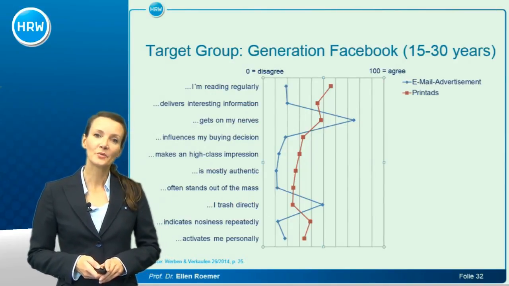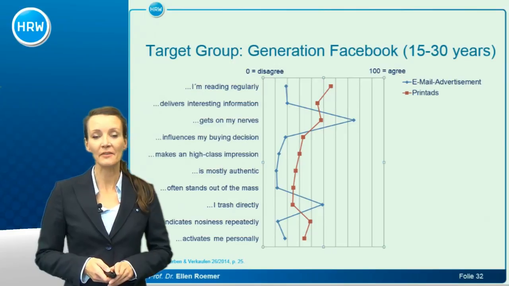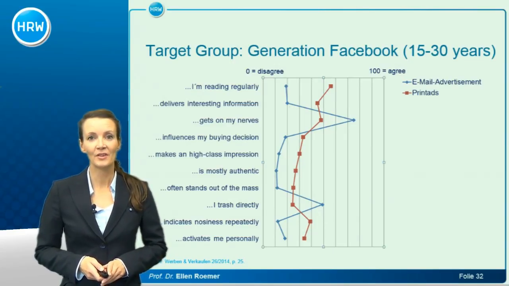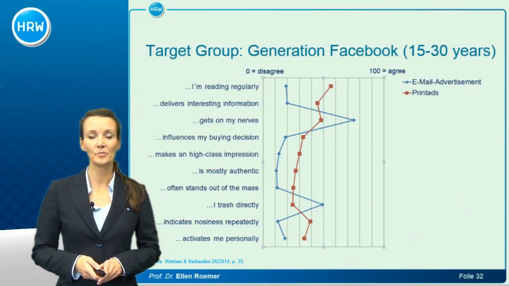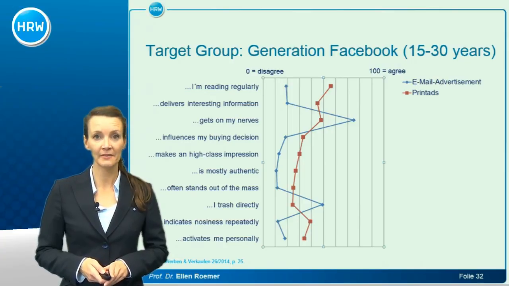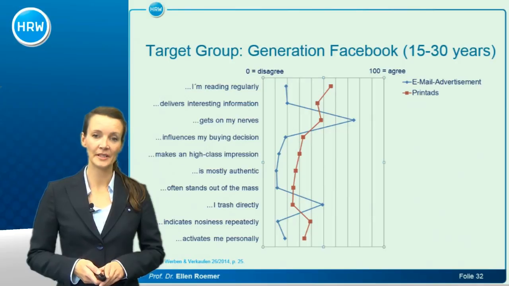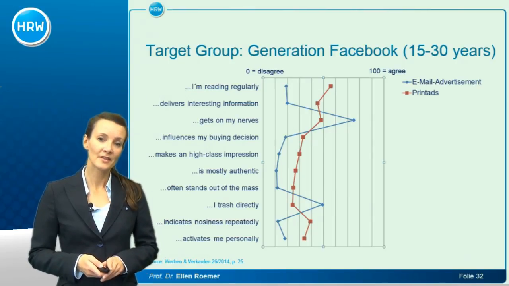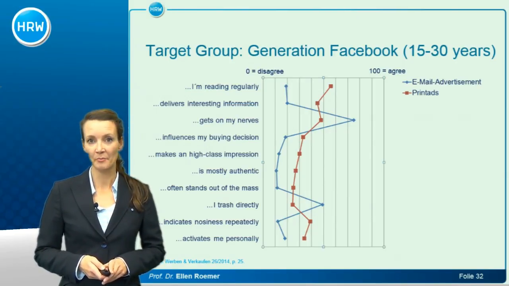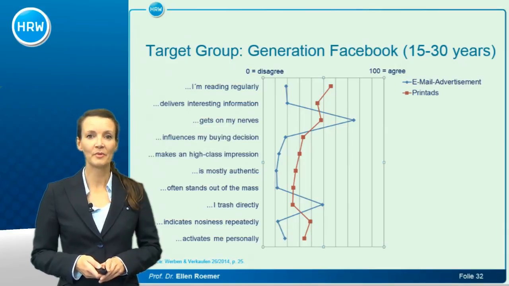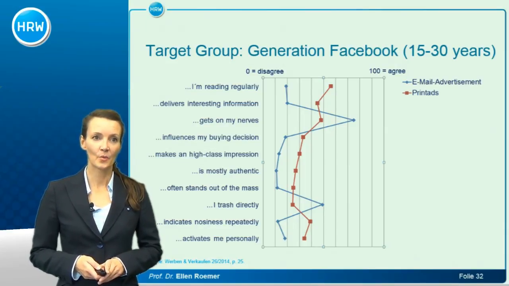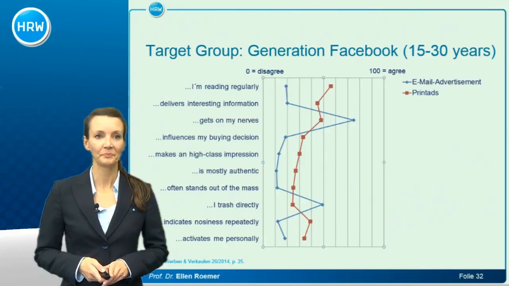What about the target group? And here I have some interesting figures for you, because for companies, the target groups of social media marketing activities are actually the younger people between 15 and 30 years old. And for the companies, it's of course very important to know how these people feel and think, and what they like and what they don't like.